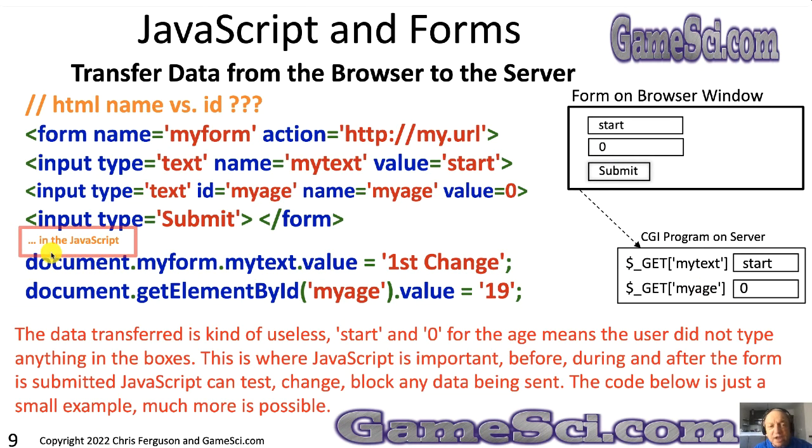Let's switch over to the JavaScript and what JavaScript can do to this data. The data transferred is kind of useless. "Start" and 0 for the age means the user didn't even type anything into those boxes. They just left the default values before they hit submit. This is where JavaScript is important. Before, during, and after the form is submitted, JavaScript can test, change, or block any data being sent. The code below is just a small example. Much more is possible to do.